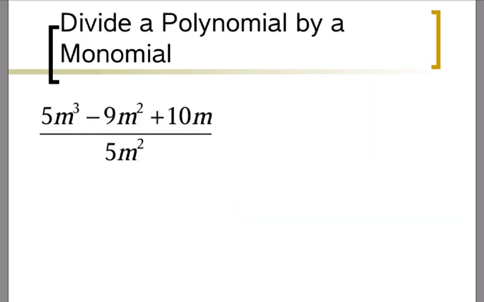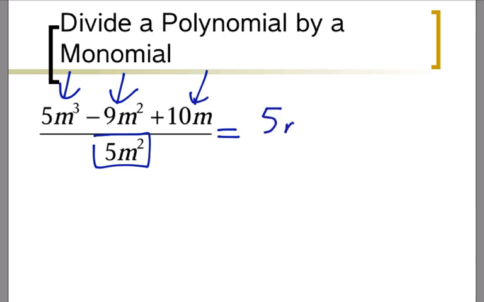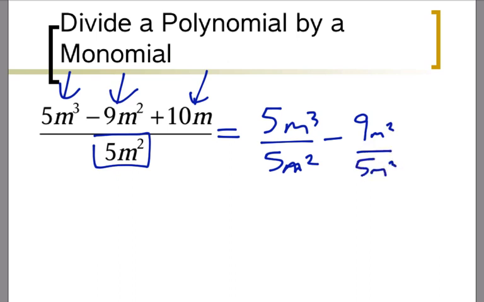Let's try another. So we look at this problem. Now you've got a monomial on the bottom that also has a variable. So there's a little bit more canceling involved, but again, I write it as three individual fractions because there's three numbers on top. If there was 4, you would write it as 4 fractions. So I write it as 5m to the third divided by 5m squared, and then minus 9m squared over 5m squared, plus 10m over 5m squared.